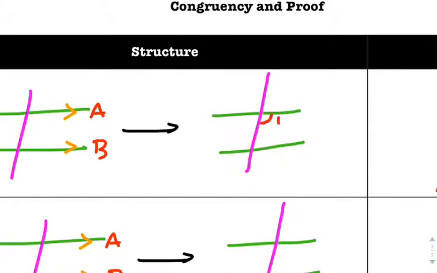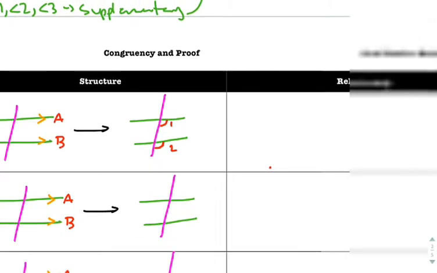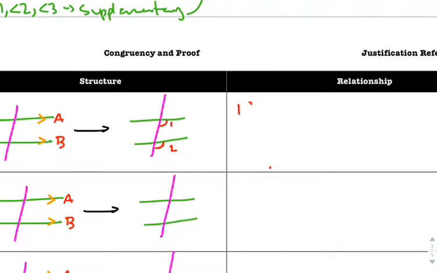And then the corresponding pair should also be in the bottom right, but a different line location. So that's angle 2. Now these turn out to be congruent. So if your lines are parallel, these angle pairings turn out to be congruent. So let's go ahead and write that. So if A is parallel to B, then angle 1 is congruent to angle 2.